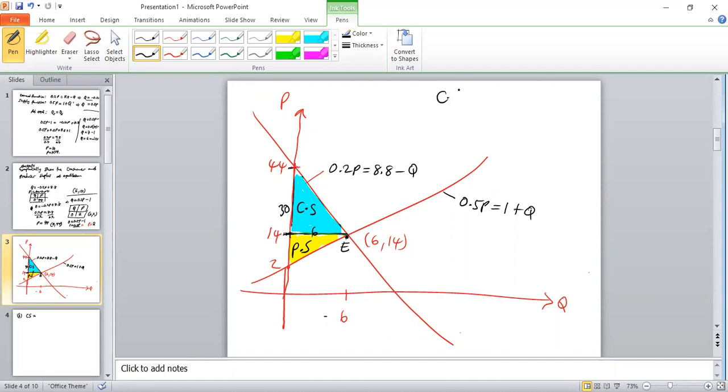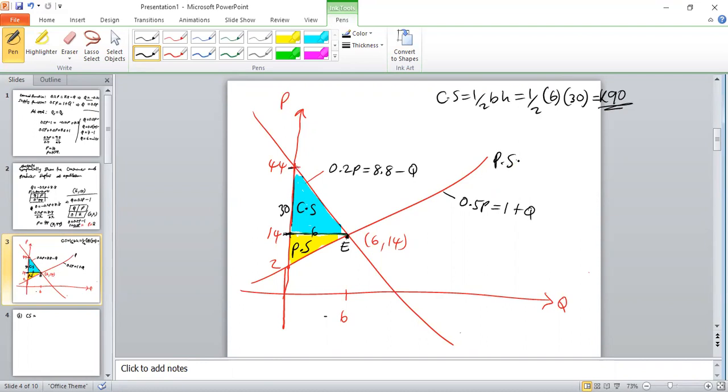So consumer surplus is just half base times height, the area of a triangle. What's the base? The base is 6. The height is 30. Half of 6 is 3. 3 times 30 is 90. 90 kwacha, it's in kwacha. So that's the consumer surplus.